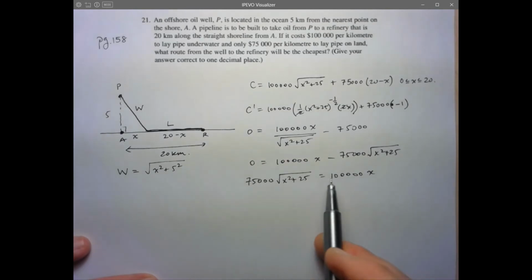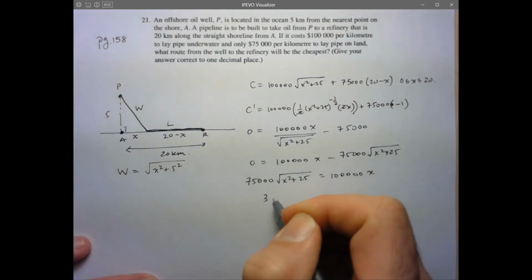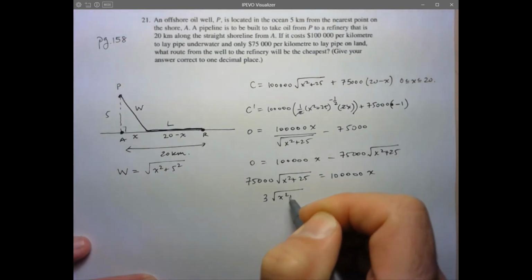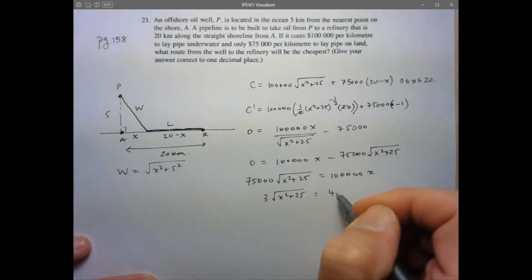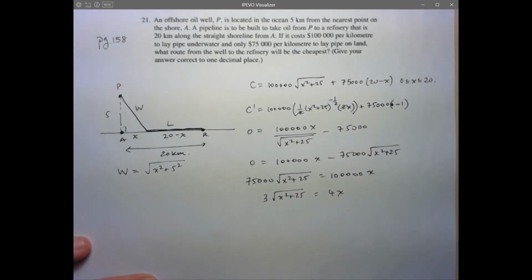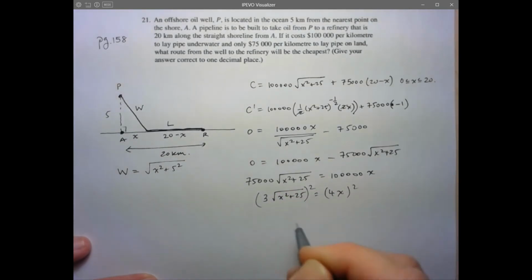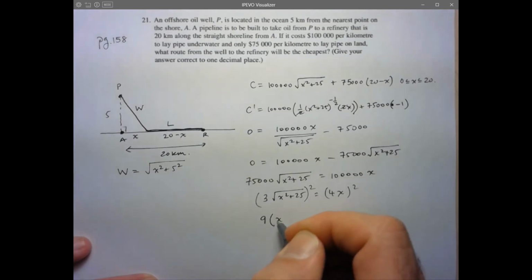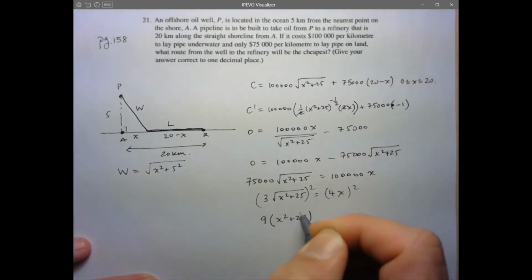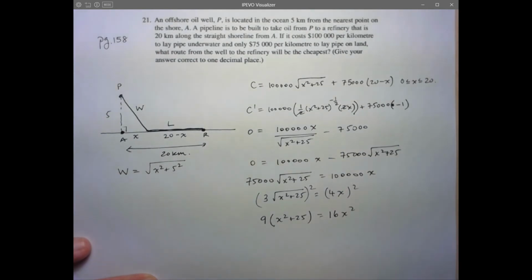So we see that these two numbers are both divisible by 25,000. So 75,000 divided by 25,000 is just 3, and then here, 100,000 divided by 25,000 is 4, and this is much more manageable. All right, so now I can square both sides. Make sure you're squaring everything here. So we have 9 times x squared plus 25, because we're just squaring the square root, and then here we have 16x squared.